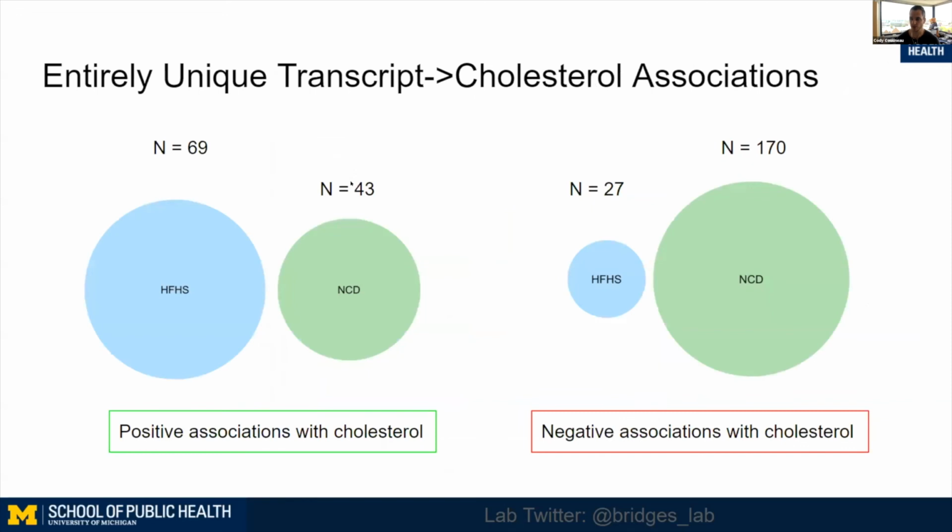So when we check the TWAS again, we found entirely unique transcript cholesterol associations with no overlap at all. We now observed 69 significant hits with a positive association for cholesterol on high-fat, high-sucrose diet, and 27 significant hits that had a negative association with cholesterol on the high-fat, high-sucrose diet. And again, this is with no overlap between them.